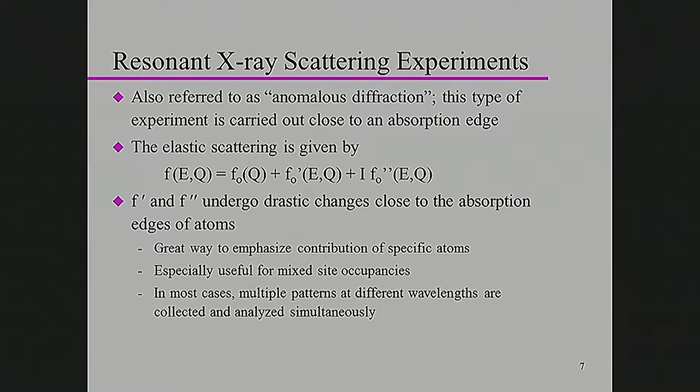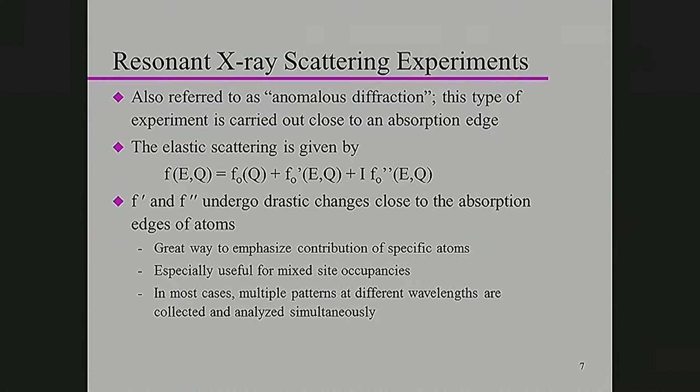The elastic scattering is actually given by several contributions, and I know you have seen these F prime and F double prime somewhere yesterday or the day before in some of the lectures already. And it's these F prime and F double prime values that undergo big changes when you get close to an absorption edge of an atom. Now what that allows you to do is emphasize the contribution of specific atoms by collecting away from an absorption edge and right at that absorption edge.